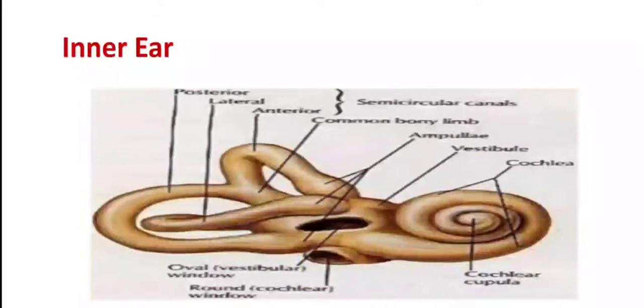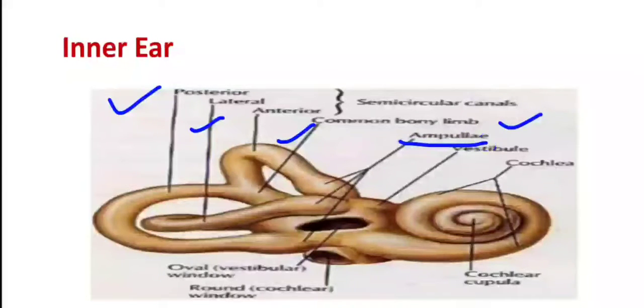Next is inner ear structure. Here in this diagram you can easily see the semicircular canal has three parts: posterior, lateral, and one is known as anterior semicircular canal. Then bony labyrinth is shown. The ends of these semicircular canals are swollen and are known as ampulla.